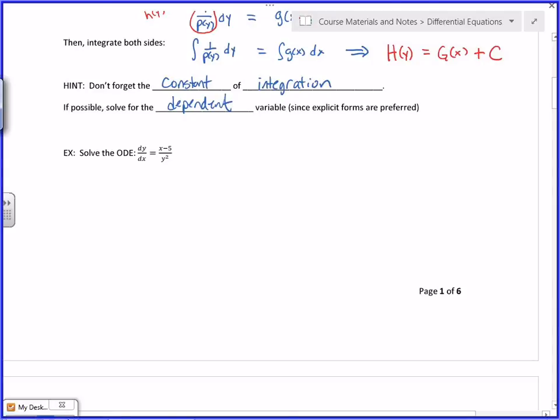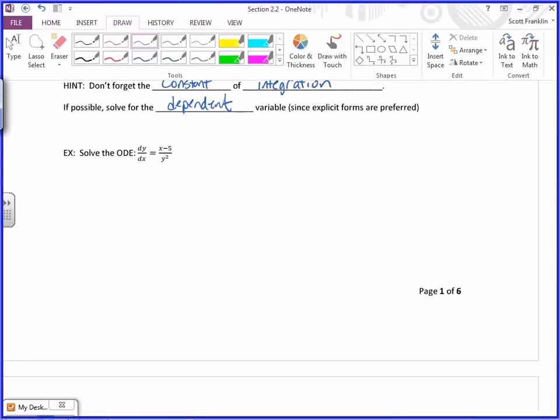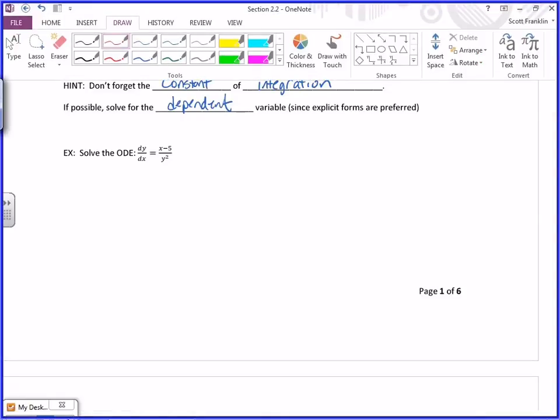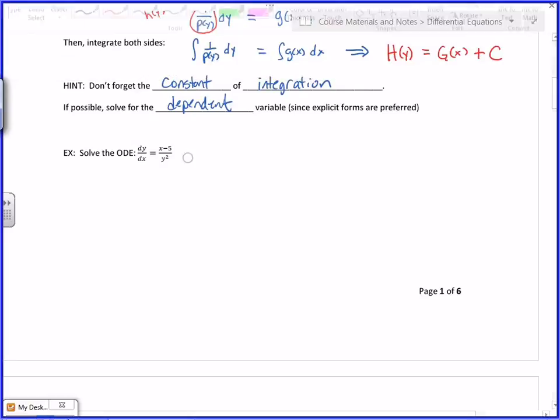Okay, so let's say I've got dy/dx equals (x minus 5) over y squared. Is that separable? Yes. Just multiply by dx, multiply the y squared on both sides. I could write it like this to prove it's separable: (x minus 5) times 1 over y squared. Yeah, sorry.